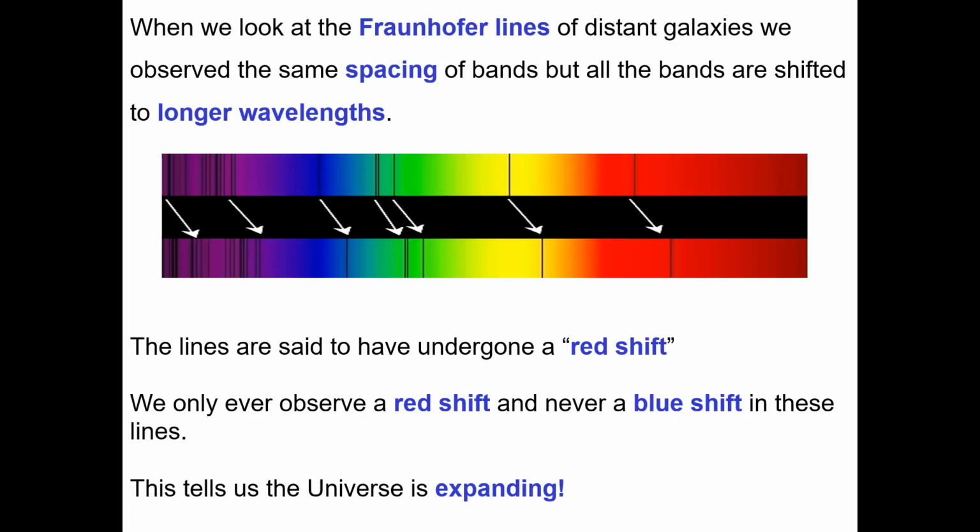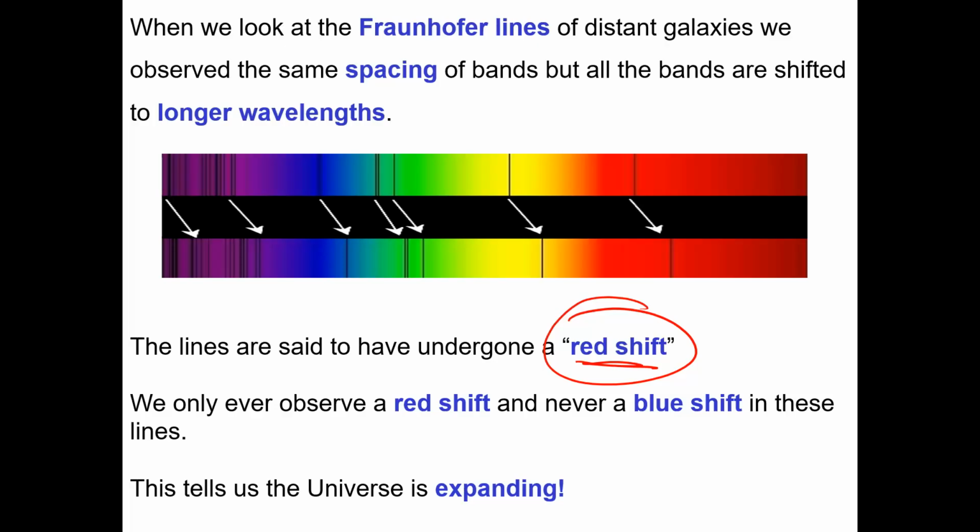Now, when you look at the Fraunhofer lines from distant galaxies, what we see is the same spacing of the lines, but all of the lines are shifted to longer wavelengths. That is, they are shifted towards the red end of the visible spectrum. So we say that the lines have undergone a red shift for this reason.